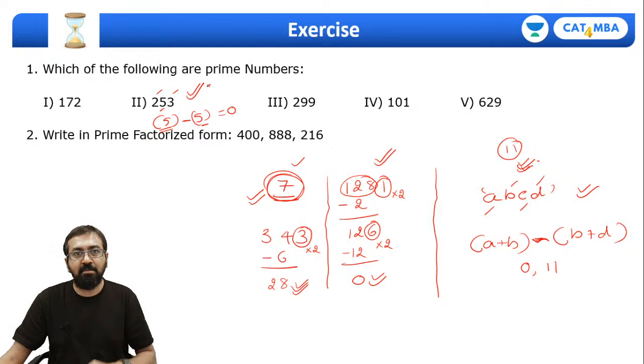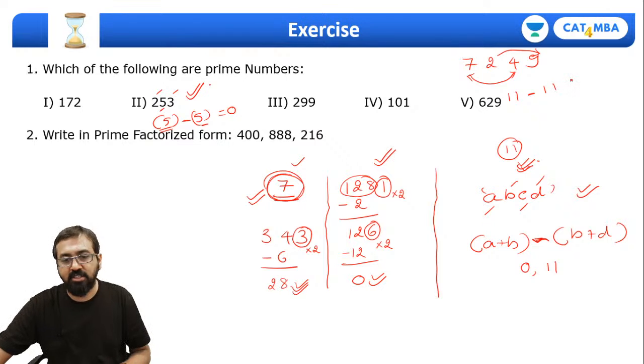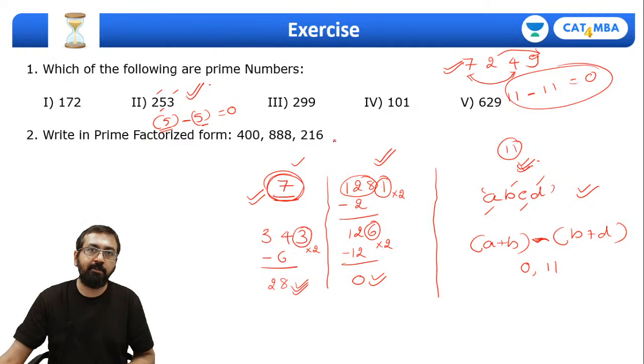So by looking at this number you can make out it's divisible by 11, right? Let me take one more example. Suppose it is 7249, something like this. What is the first number plus third number? It's 11. What is second number plus fourth number? Again it's 11. What is the difference? It's 0. So that means even 7249 is divisible by 11. Yes, have you all understood this, guys? Show me a thumbs up quickly.